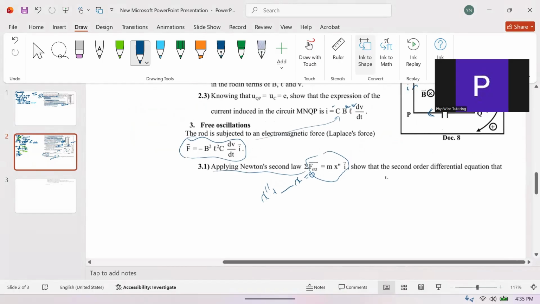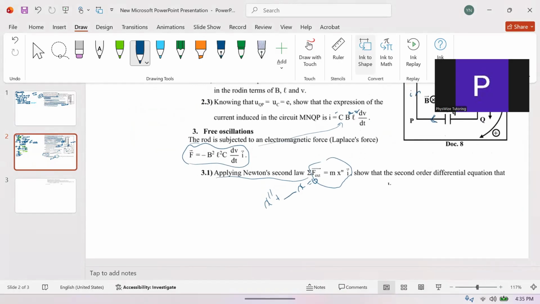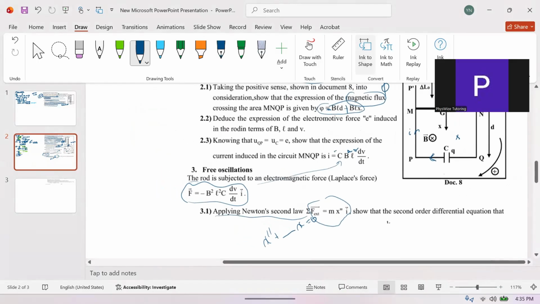Okay, now part 3. What I want to say is that we have an electromagnetic force now, since the rod is going up and down. My job mainly is to answer the question, yes, but I have to know how the force F is going in the first place on the figure. Why is that? Because if I want to use Newton's second law, as they're saying in 3.1, I have to know the direction of F in the first place so I can continue.